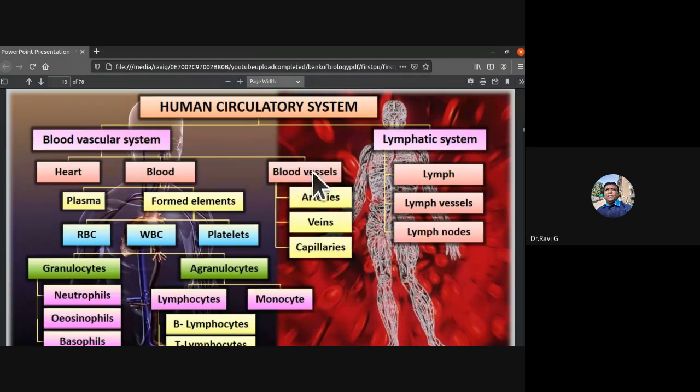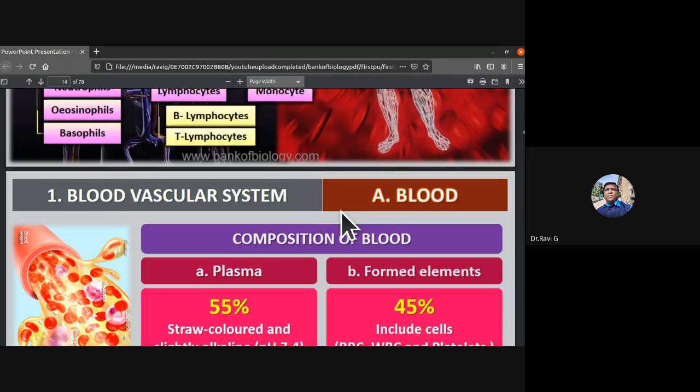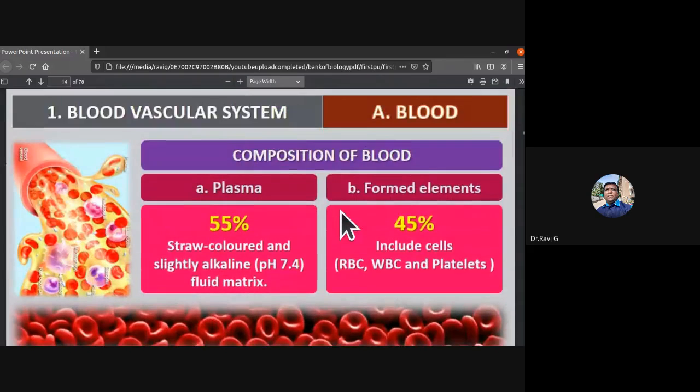So the blood vessels are of three types: arteries, veins, and capillaries. Okay, the lymphatic system consists of lymph vessels and lymph nodes. Blood vascular system, blood: the composition of blood is plasma and formed elements. So 55% of the composition of blood is plasma, and 45% are the formed elements.